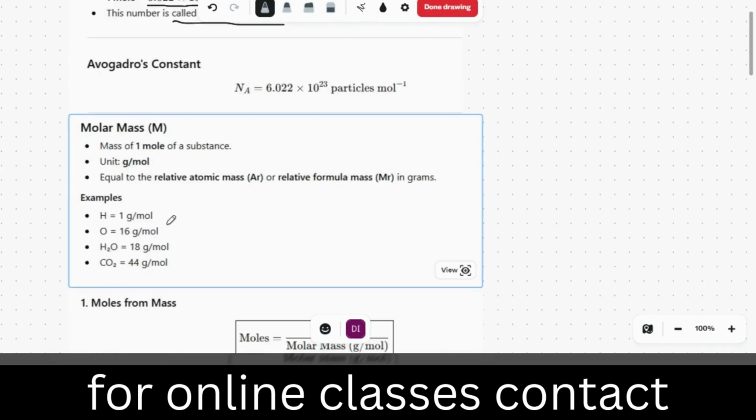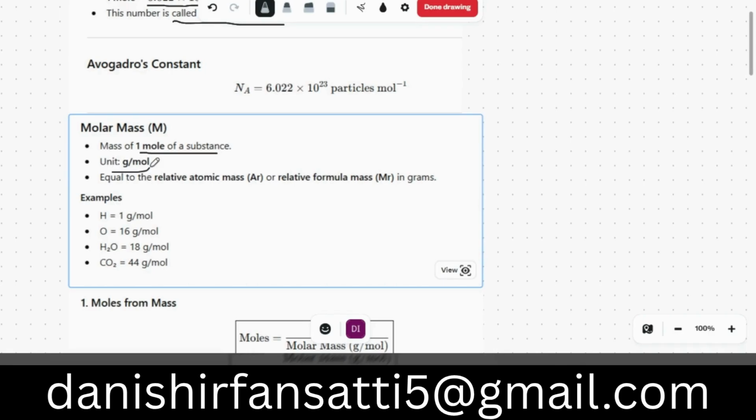What is molar mass? Molar mass is the mass of 1 mole of a substance, and its units are grams per mole. It is equal to the relative atomic mass, Ar, or relative formula mass, in grams. For example, hydrogen has an Ar of 1, so its molar mass is 1 gram per mole. Oxygen is 16 grams per mole.